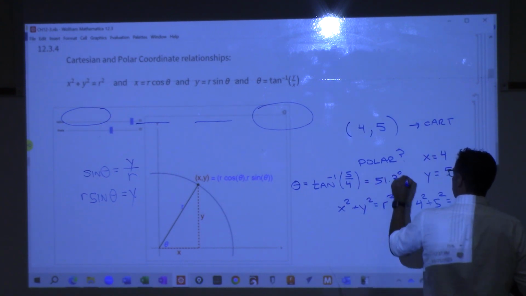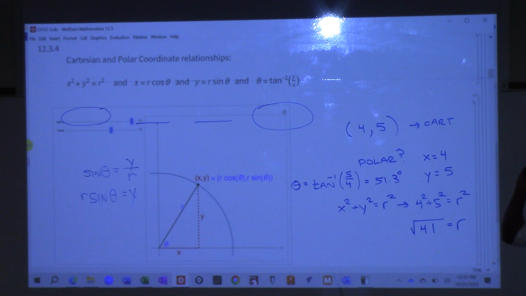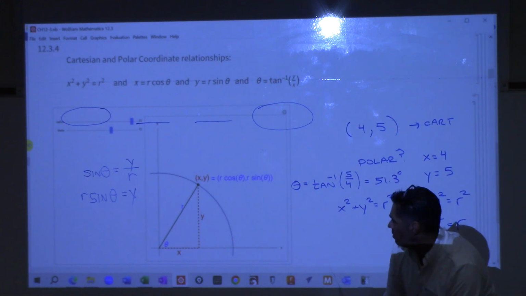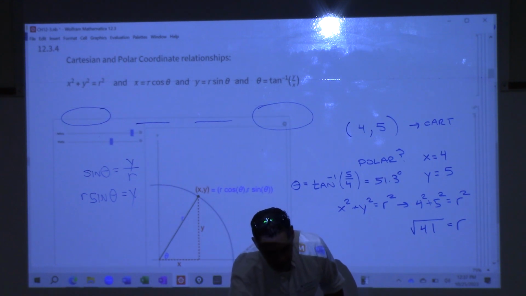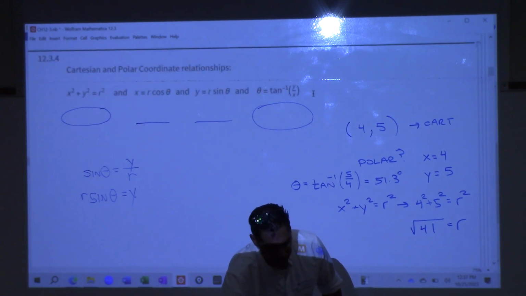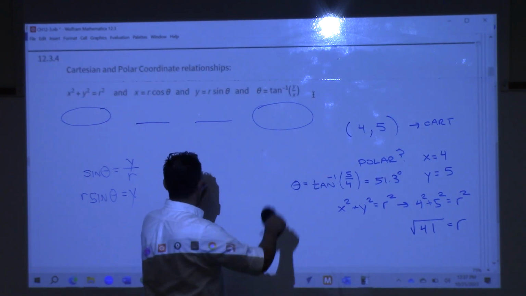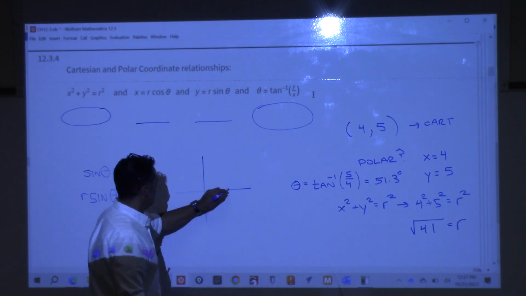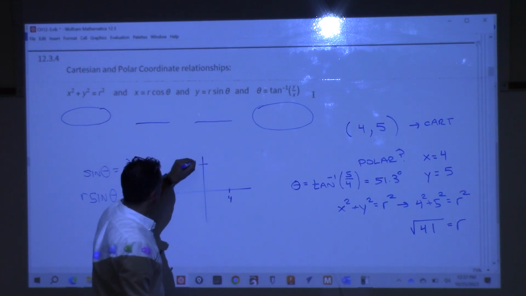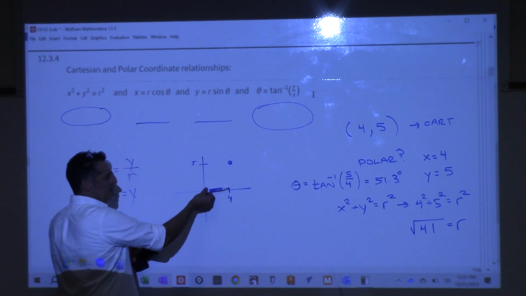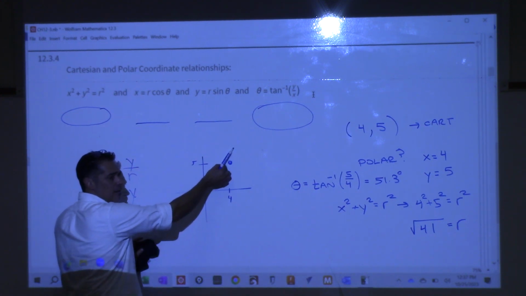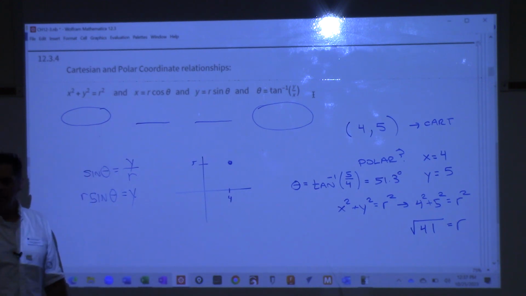51.3, I'm rounding degrees. All right, we have to check, does that answer make sense or not? Where's that point in Cartesian? To the right 4, up 5? I'm right here. Does it make sense that I should rotate by 51.3 degrees and walk out? Yes. Okay, so we got the right answer.